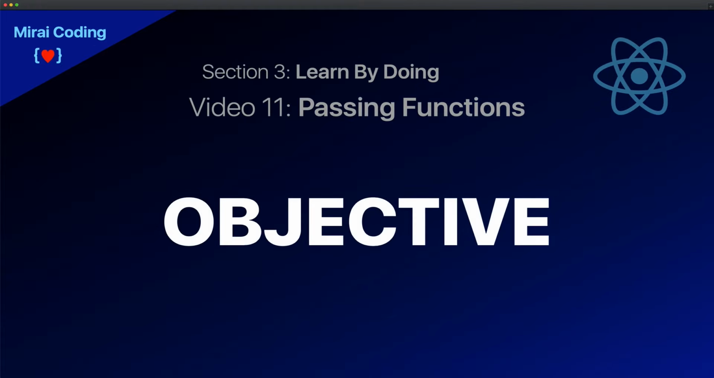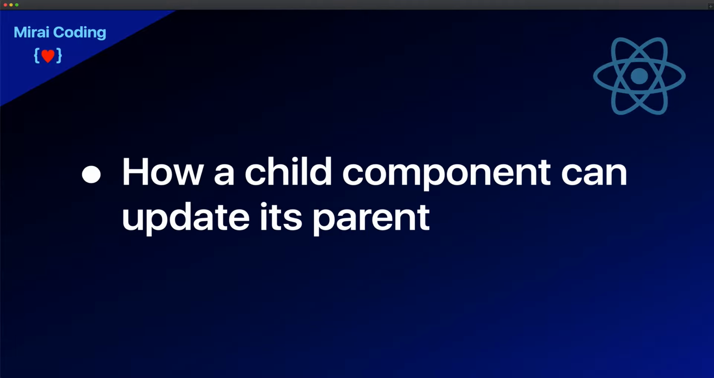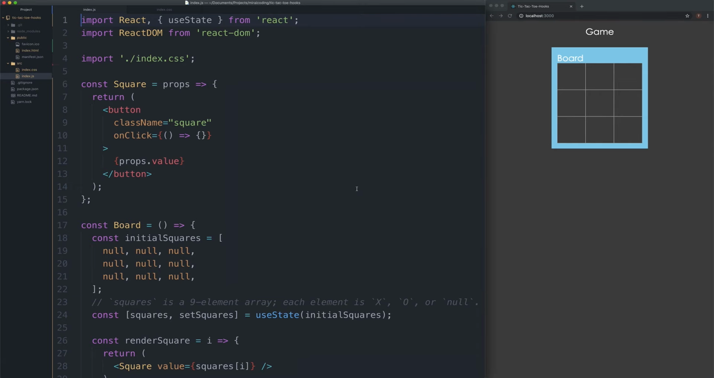Video 11. Passing functions. We have a single objective in this video. We will show how a child component can communicate with, and update, its parent. We need to be able to change the displayed value when a square is clicked.